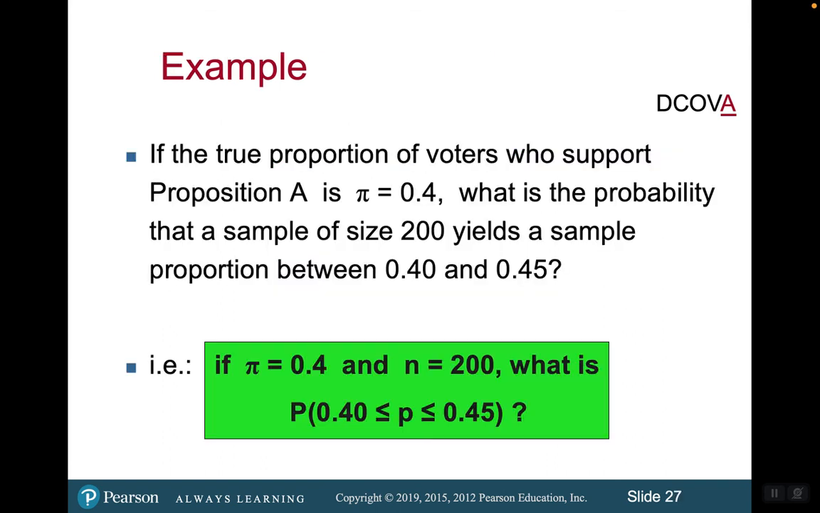All right, so we're going to take an example for proportion. The true proportion of voters who support proposition A is 0.4, so 40%. What is the probability that a sample size of 200 yields a proportion between 40 and 45? So the proportion is 0.4 and n is 200, the sample size. What is the probability that any value is between 40 and 45? So we're going to evaluate the probability of a particular event occurring.